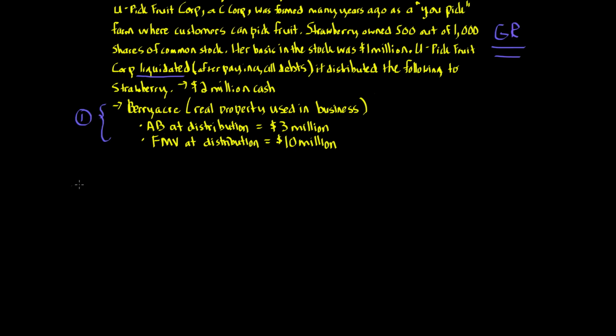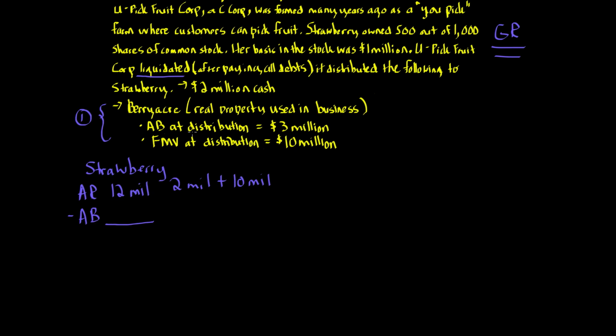All right, so we first determine the consequences to the shareholder when you look at those checklists. First thing we have, Strawberry is the shareholder. So we apply section 331, 336: amount realized minus adjusted basis, applying section 1001 rules. The amount realized is the amount that Strawberry actually receives. Here, Strawberry is getting $2 million of cash, plus the value of Berryacre, which is $10 million. So the amount realized totals $12 million.